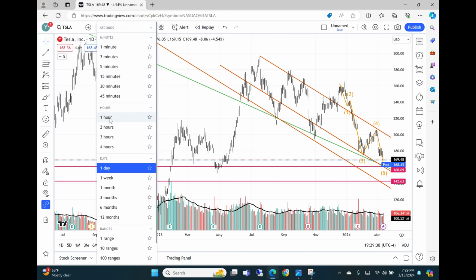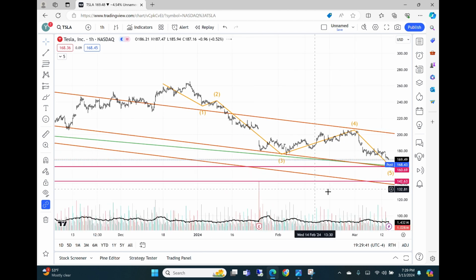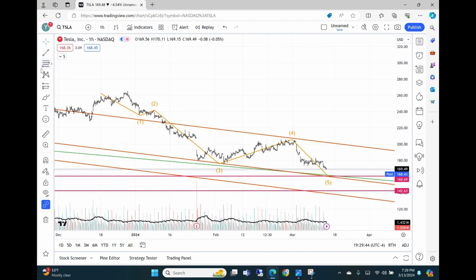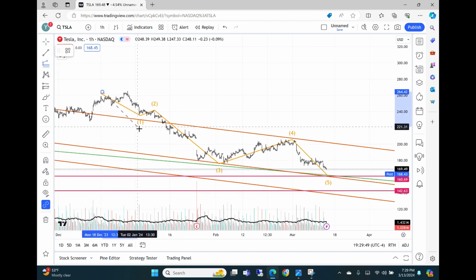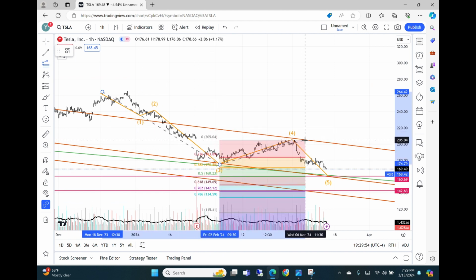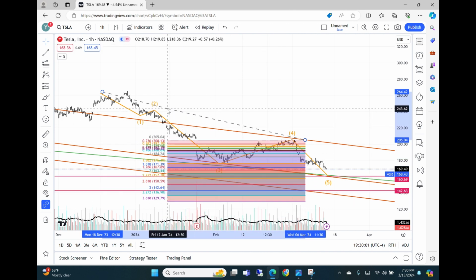Let me put on the bar, on an hourly basis. What I want to show you on the recent run, let me draw the Fibonacci trend. This is my wave 3. If you see, this is the way I plotted it, right? This is one possibility. Other possibilities could be like this.